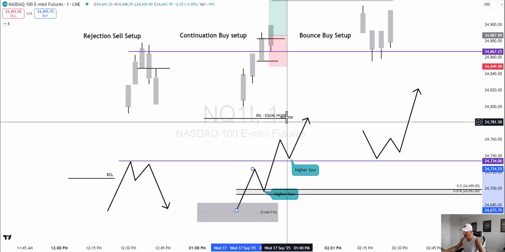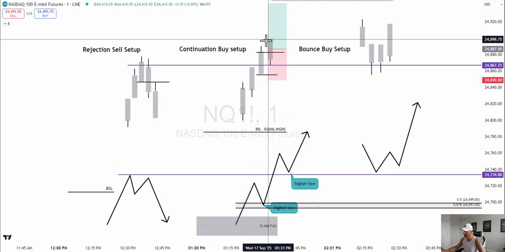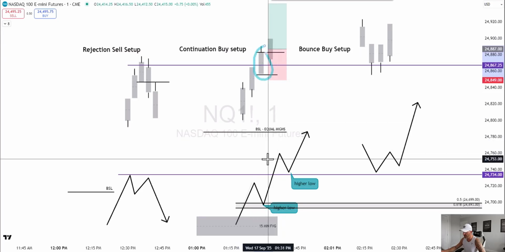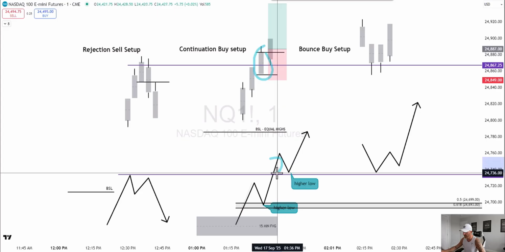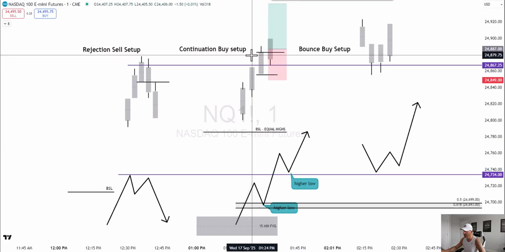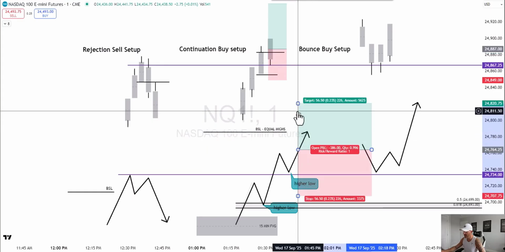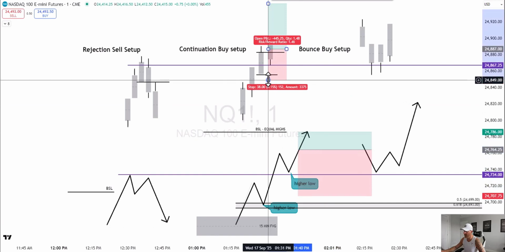We get our displacement above the level. So we get our displacement candle and a strong close above the level. So that's our displacement candle right there. And then when the next candle crosses that body close, that triggers our entry right there. Okay, so boom, there's our entry. Target this liquidity. Now your stop would be somewhere below the level.